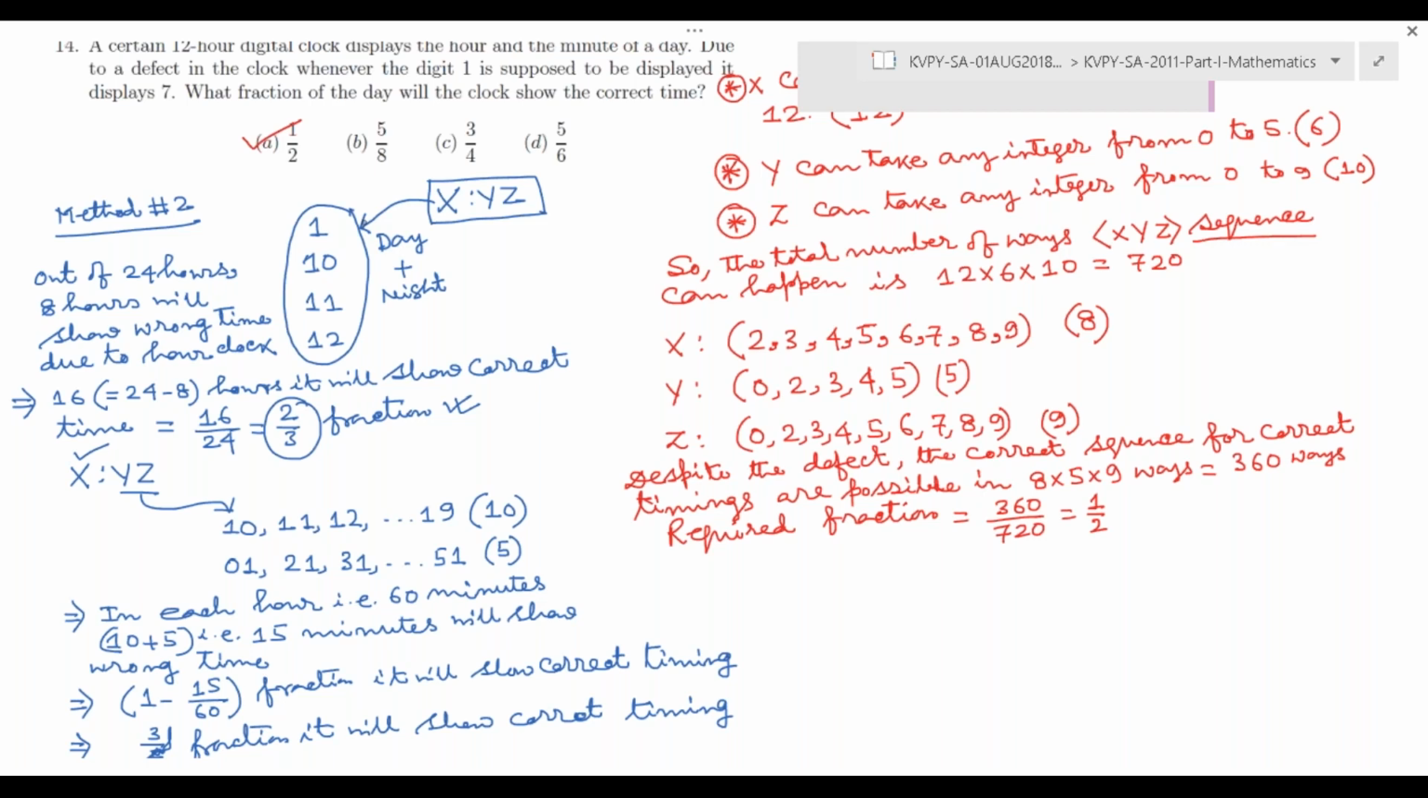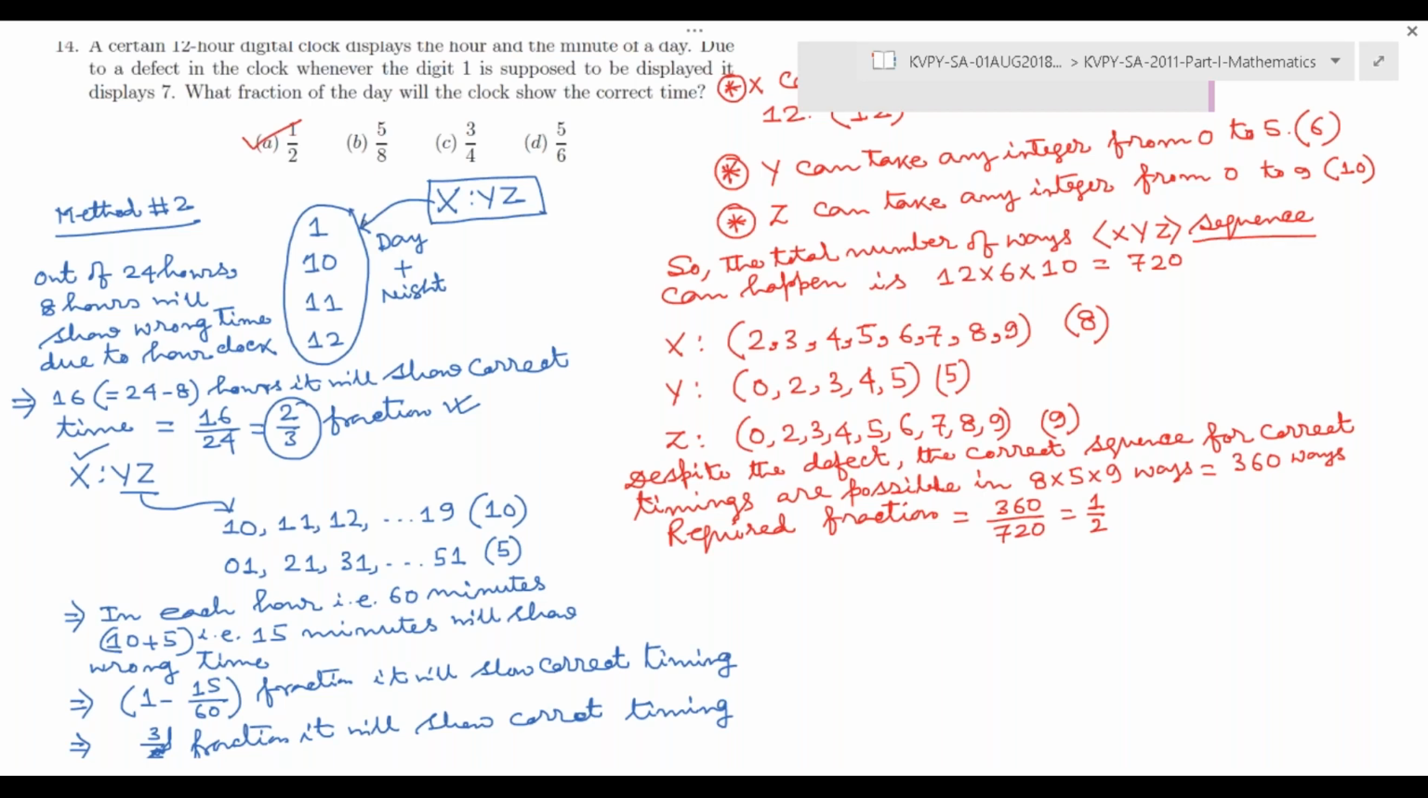Correct. Now our hour clock is fine, but there are two other clocks, Y and Z, that is for the minute. Correct or not? Yeah, sorry, the internet connection went bad for a moment. Now is it clear? Yeah, it's clear.